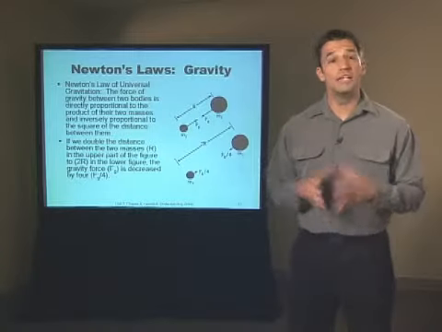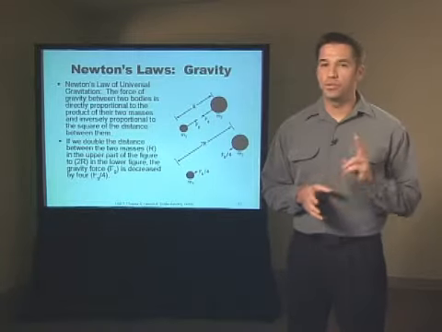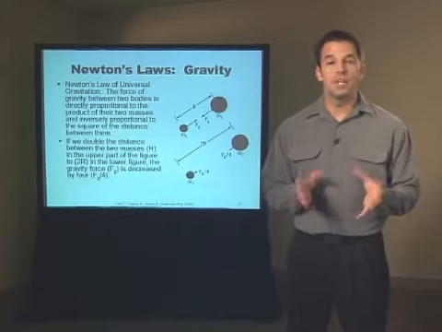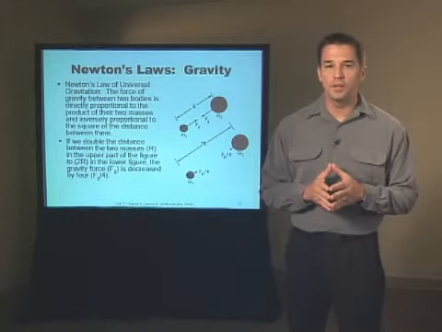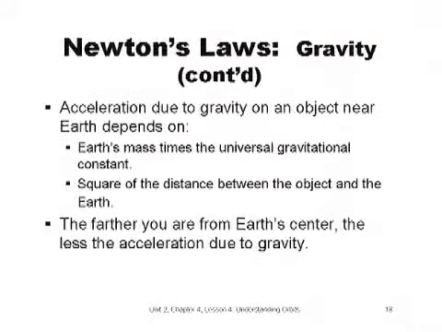But if you and your friend increase the distance between you by a factor of 2 to 20 meters, you would decrease the attraction between you and your friend by 4. All right, let's recap. Acceleration due to gravity on an object near Earth depends on Earth's mass times the mass of the object times the universal gravitational constant divided by the square of the distance between the object and Earth. So, what is gravity? You don't need to understand it perfectly, but realize that it is everywhere and all-powerful.